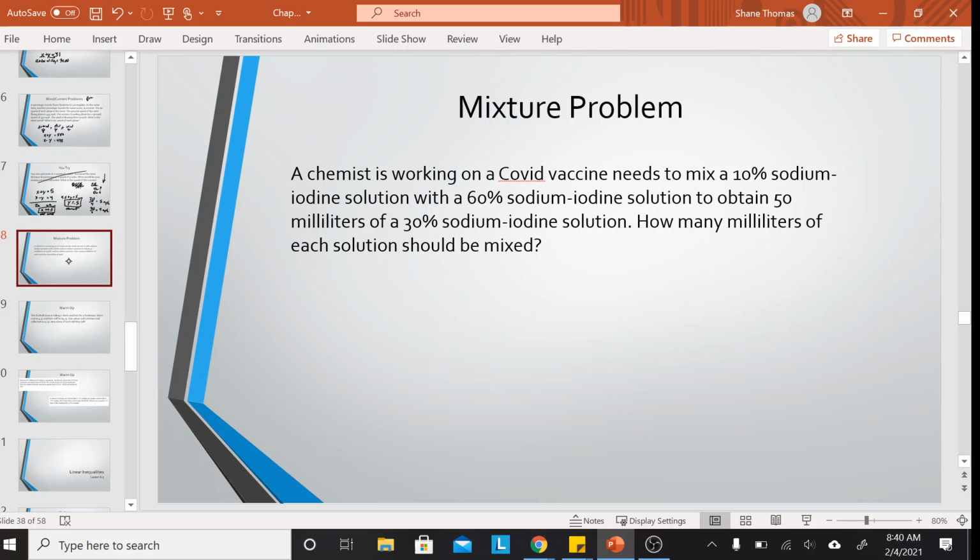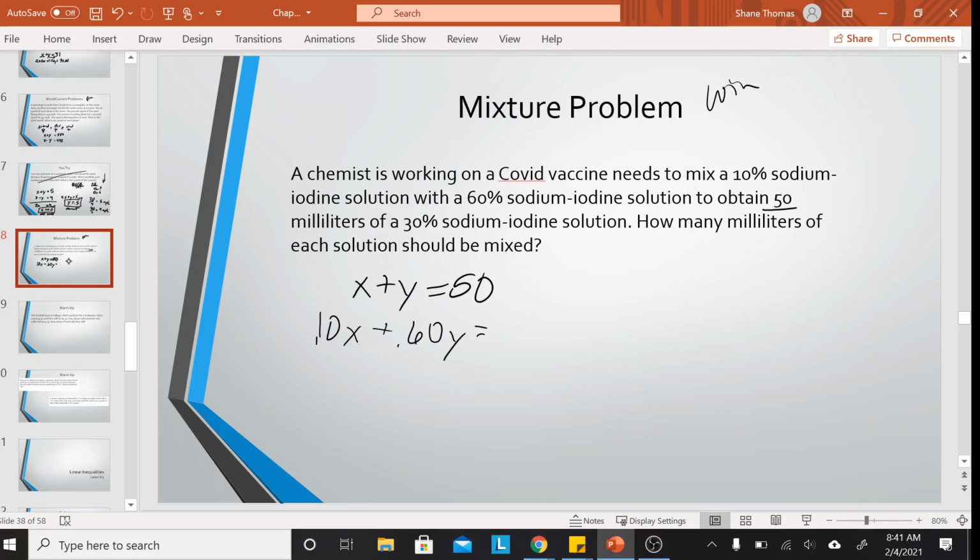So this is very similar to a coin problem. All right, we have our total amount that we need, but we also have values to it. How many milliliters do we want total? 50. Okay. First equation, x plus y equals 50. Take the first one, add the second one, we get 50 milliliters. That's what we're going for. Now, the second one, we have to apply the percentages to it. So we have 10% of the first one. It's a 10% solution. Second one is a 60%.